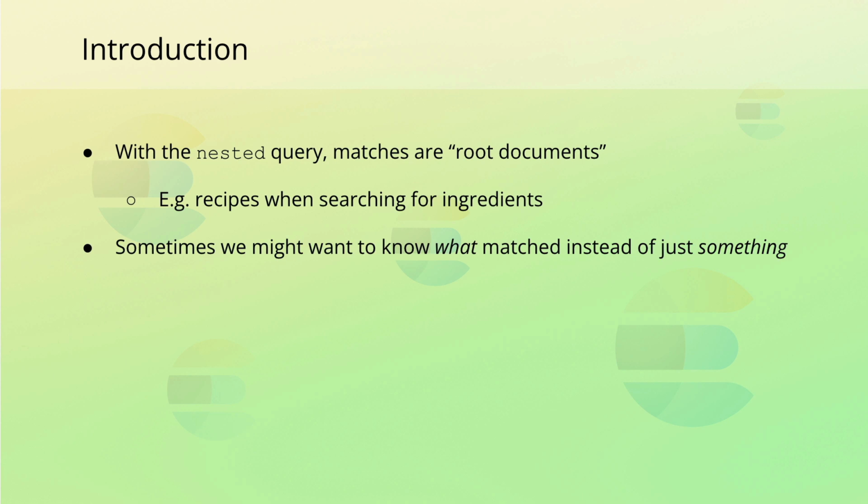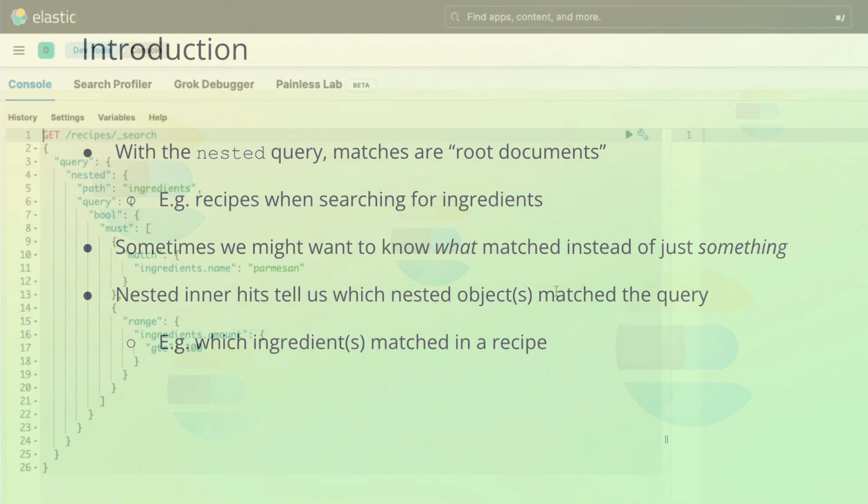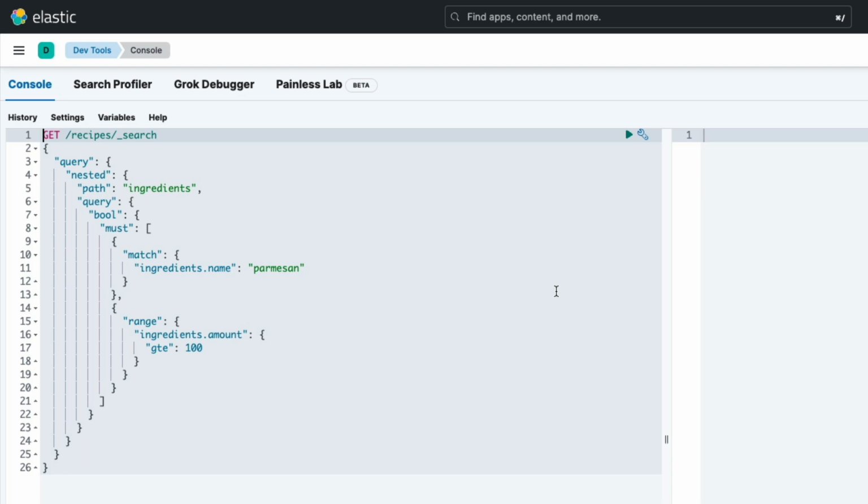But apart from just knowing that a recipe satisfied our criteria, we might also want to know what caused it to do so. In particular, which nested object matched. We can do that by using something called inner hits. Inner hits can be useful for a number of use cases, one of which is highlighting matches. Let's revisit the query from before and see how it works.